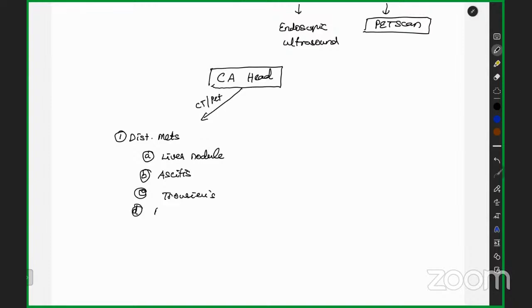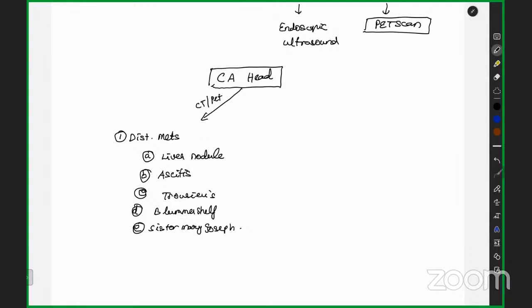Number 4 is going to be your Blumer's shelf. And number 5 is going to be your Sister Mary Joseph nodule. I hope that you all know the meaning of Trousseau's sign, Blumer's shelf, Sister Mary Joseph nodule. If not, kindly put in the chat box.